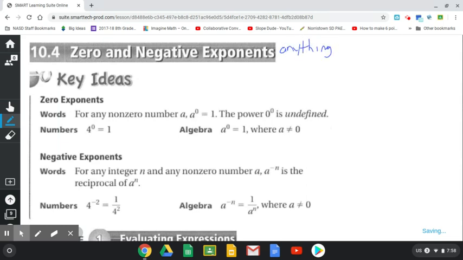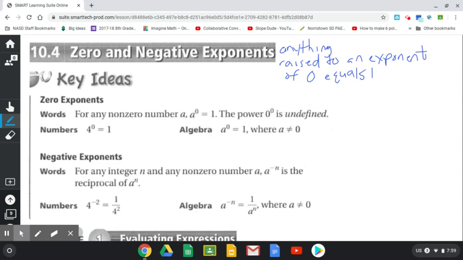Anything raised to an exponent of 0 equals 1. 10 to the 0 power, 1. 100 to the 0 power, 1. A billion to the 0 power, 1.